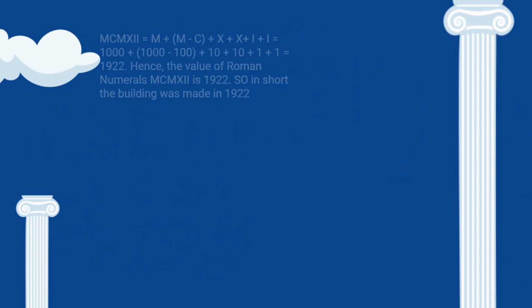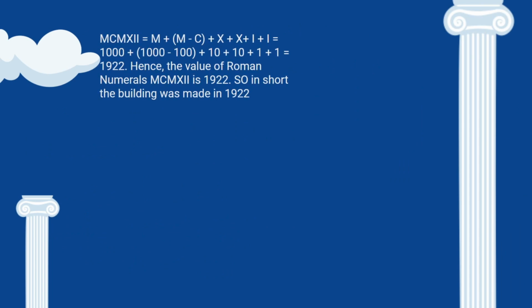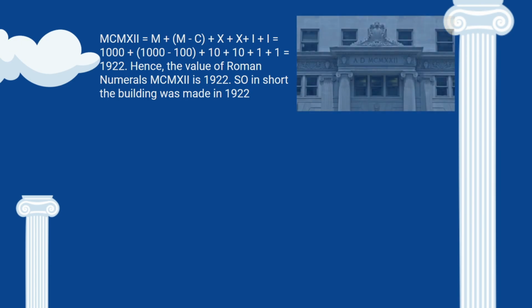That's right. Over here, we have the equation MCMXII equals M plus M minus C plus X plus X plus I plus I. That equals 1,000 plus 1,000 minus 100 plus 10 plus 10 plus 1 plus 1. Hence, it being 1922. The value of the Roman numerals is 1922. So in short, the building was made in 1922 AD.